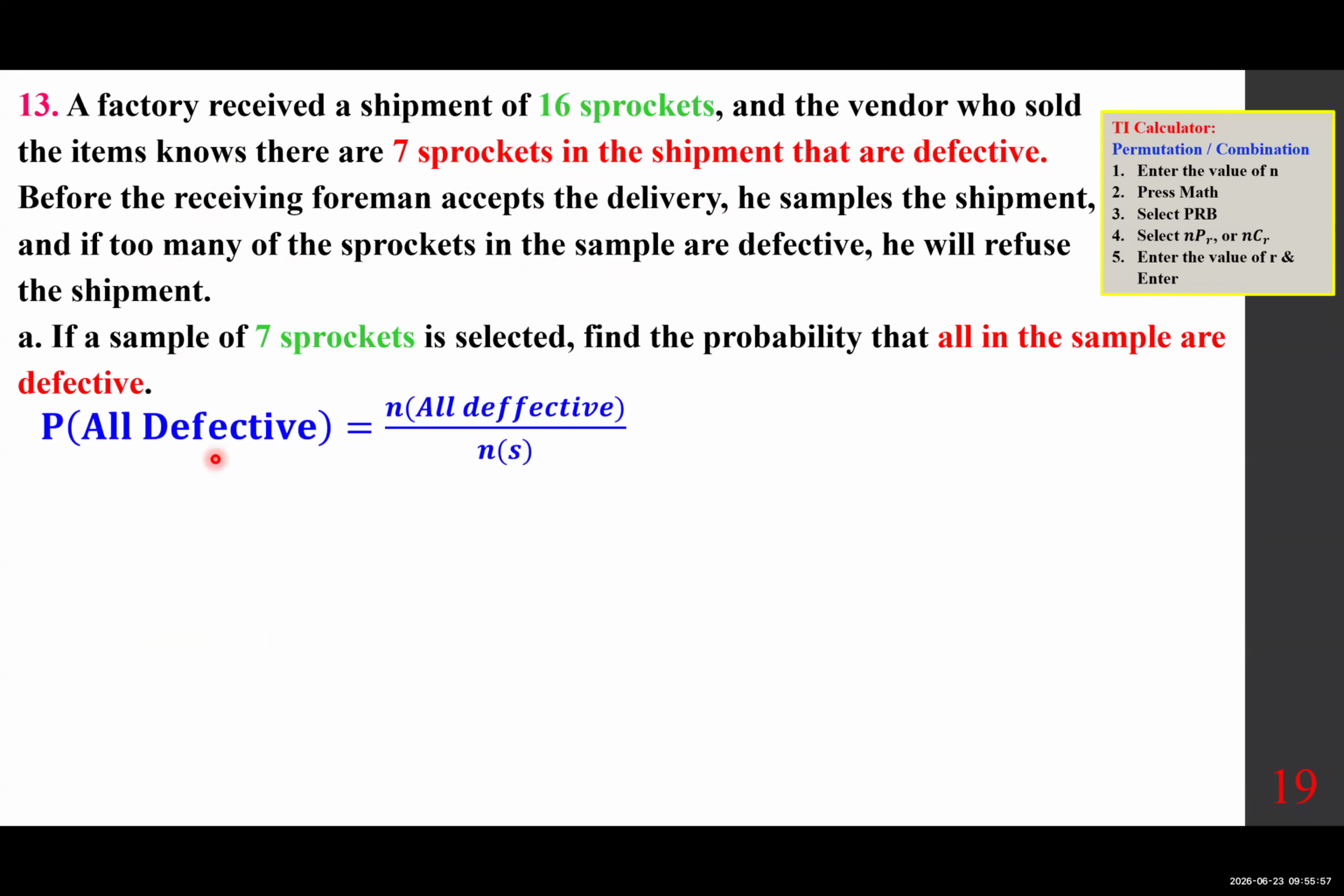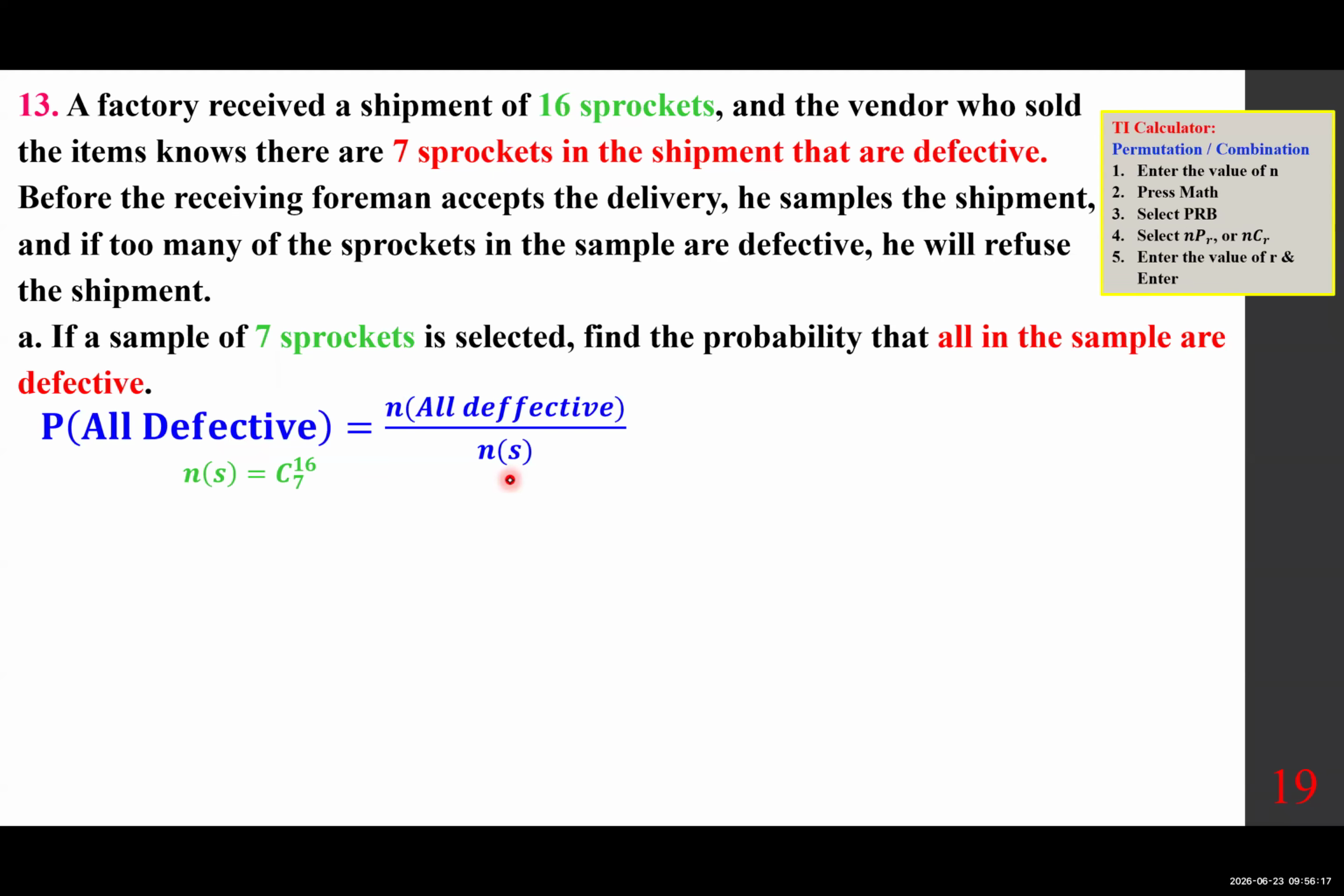So the probability of all defective is N of all defective over N of S. So first and foremost, what is N of S? There are 16, and we want to pick 7. So that is N of S. That's important to understand. That is the denominator.